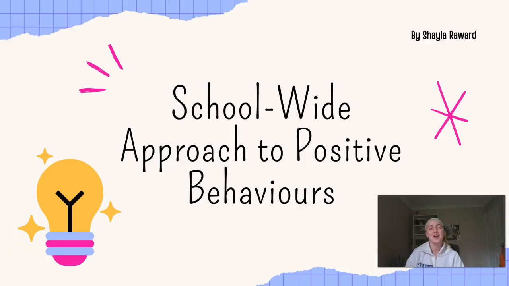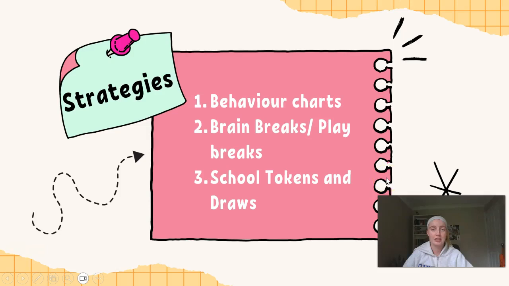Hi and welcome to the video about how I'm going to implement 3 strategies within our trauma-informed practice in our classroom using our school-wide approach to positive behaviours. The 3 strategies that I have chosen to talk about today are behaviour charts, implementing them in the classroom and around the school, brain breaks and play breaks, and how we can implement those strategies into our classroom to help our trauma students to increase their positive behaviour, as well as implementing our reward-based system like school tokens and draws to help implement our positive behaviours.